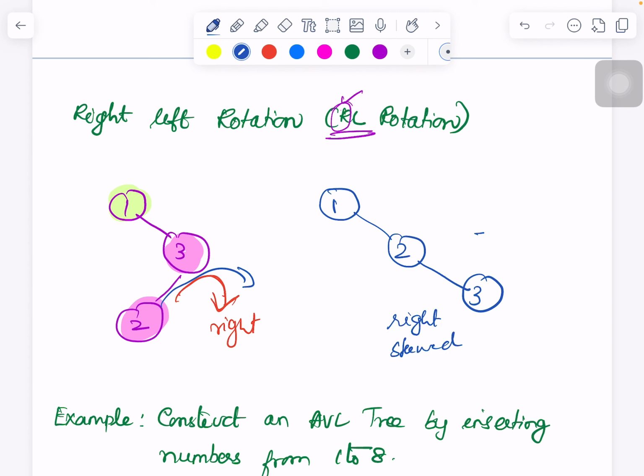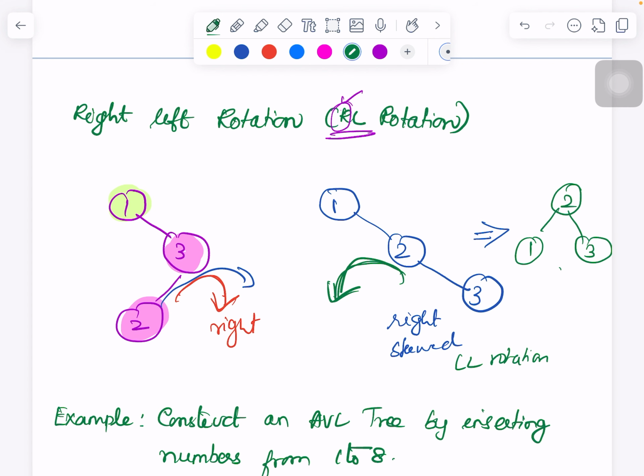If the tree is right skewed, what rotation are we supposed to perform? Tell me. We have to rotate it towards the left, right? So it is what rotation? LL rotation, rotating towards the left. Now let us draw the tree. So the final tree would be 2, now 1 and 3.